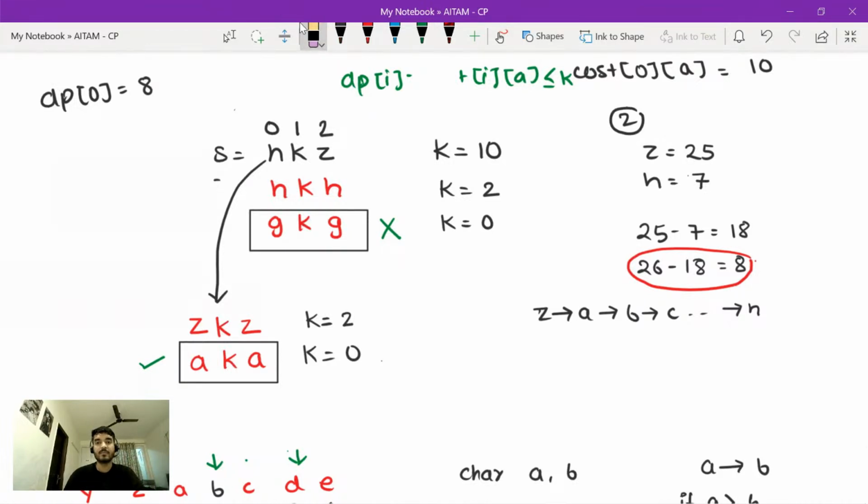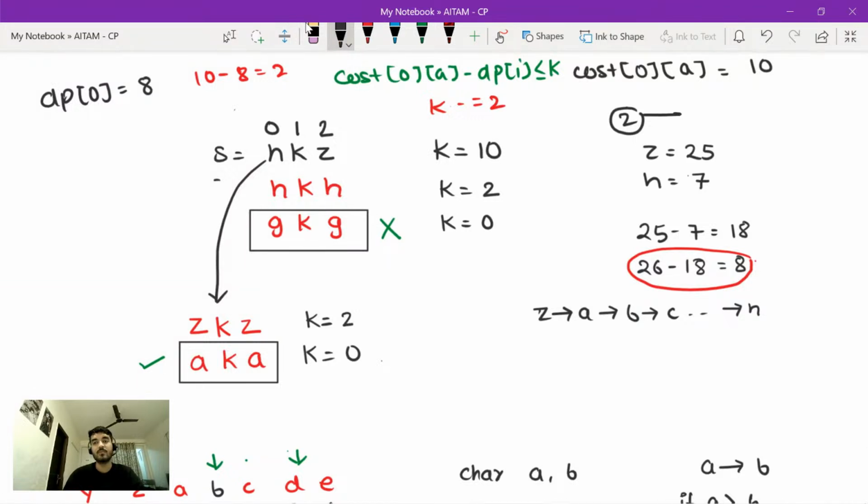And for this difference, here we must have cost of 0 comma a minus dp of I, and this value is less than or equals to k, and yes, it is less than or equals to k. So I will simply convert this h and z both to character a, and now my k will reduce by this difference. What is this difference? It is simply equals to 10 minus 8, which is equals to 2. So now my k will reduce by 2, and now the value of k has changed to 0. And I will convert this into a.